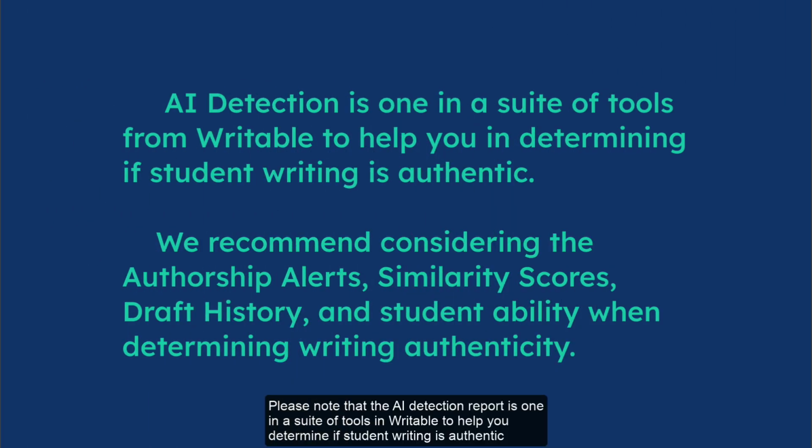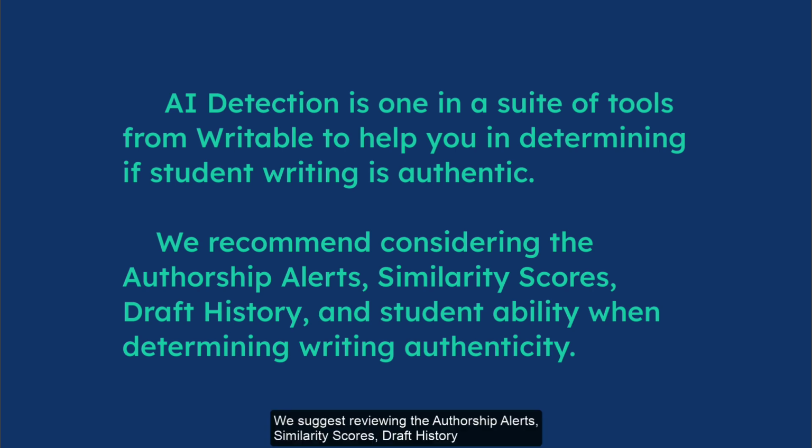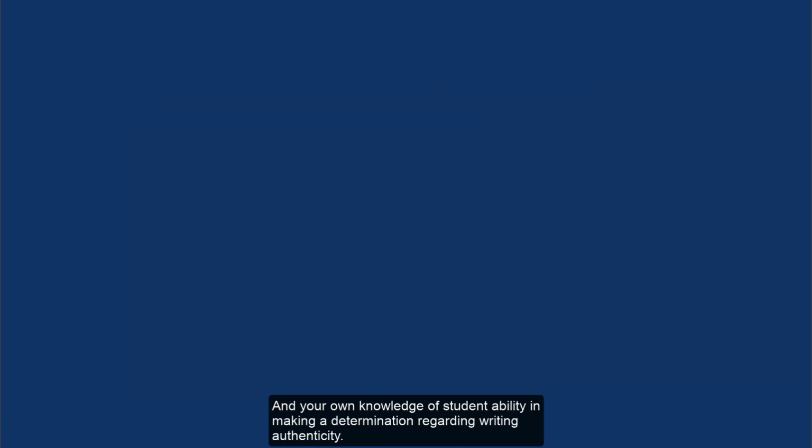Please note that the AI detection report is one in a suite of tools in Writable to help you determine if student writing is authentic. We suggest reviewing the authorship alerts, similarity scores, draft history, and your own knowledge of student ability in making a determination regarding writing authenticity.